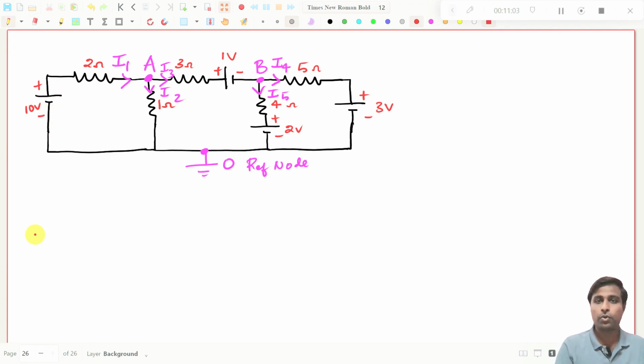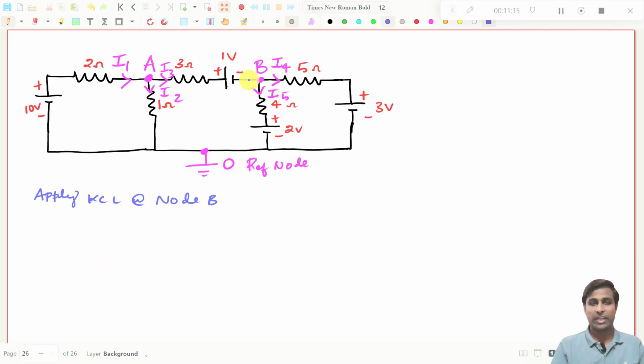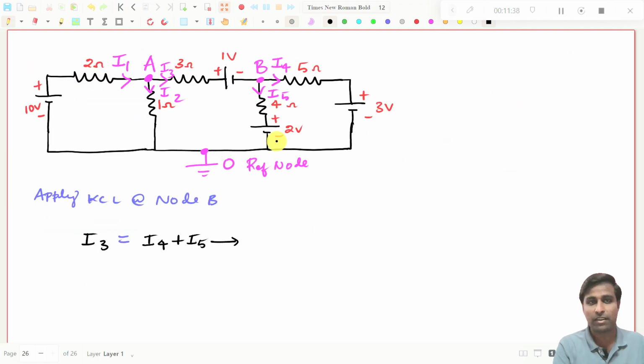Now what we need to do is apply KCL at node B. So what will you get? You put an equal to symbol. Now you see I3 is coming in, I4 and I5 are going away. I3 is coming in towards the node, I4 and I5 are going away. So you get I3 equals I4 plus I5. This is expression number 5. Then you need to find what is I3, I4, I5. That is the ultimate aim.